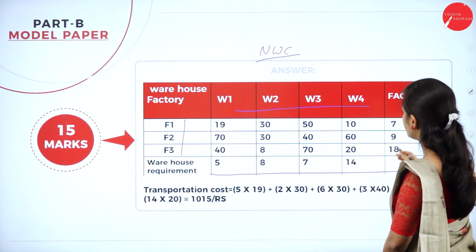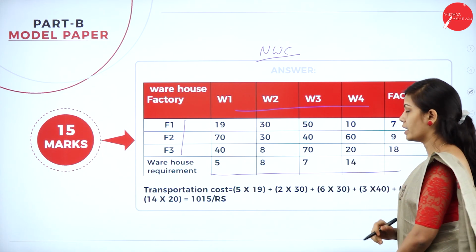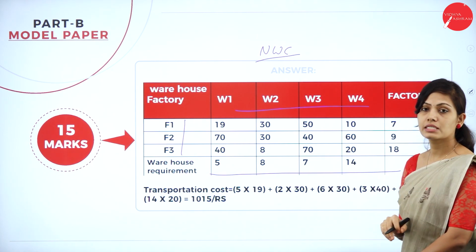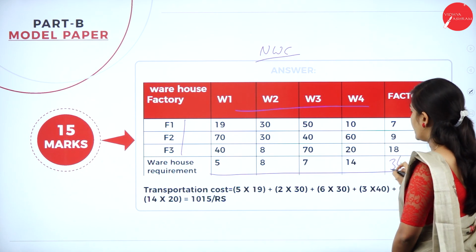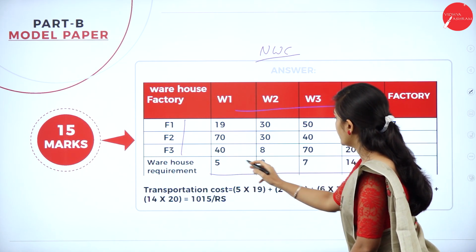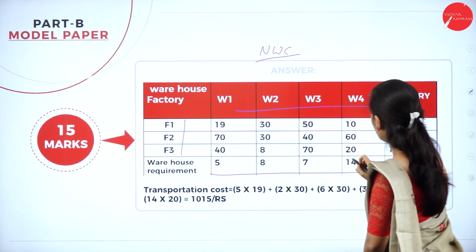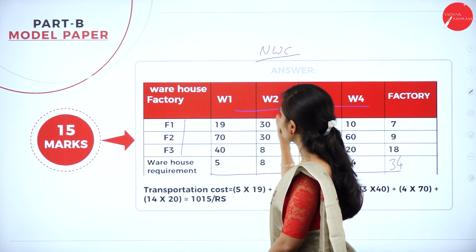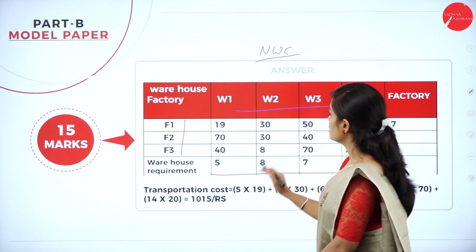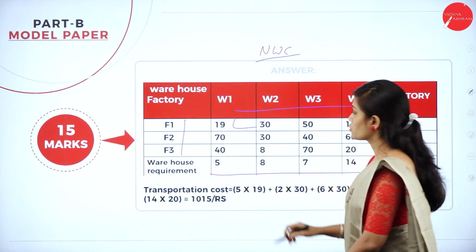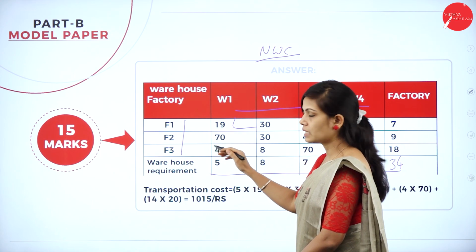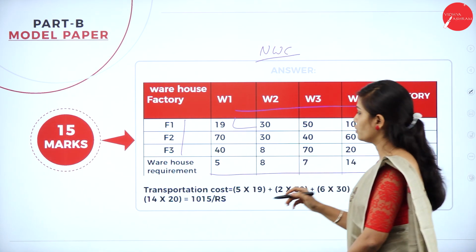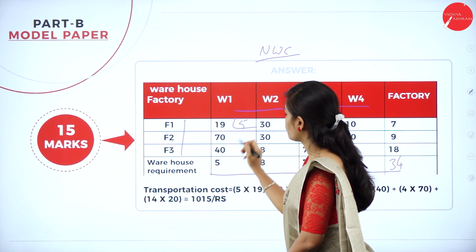So now check whether it is a balanced problem or unbalanced problem. So 18 plus 9 is 27, plus 7 is 34, and it is also 8 plus 13, 20, 34. So it is a balanced problem. And next, we have to choose the north corner cell. So which is the north corner cell here? 19 is the north corner cell. It comes under demand value 5 and supply value 7, and 5 is the least value. Allot 5 rupees.